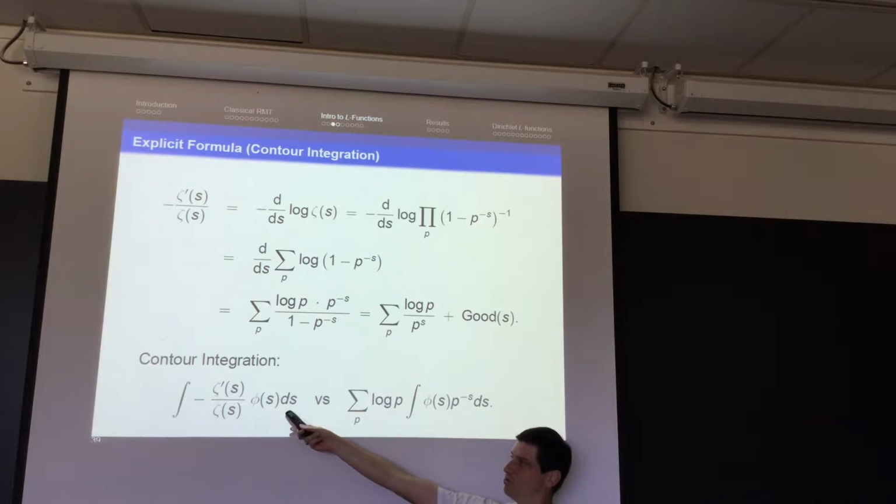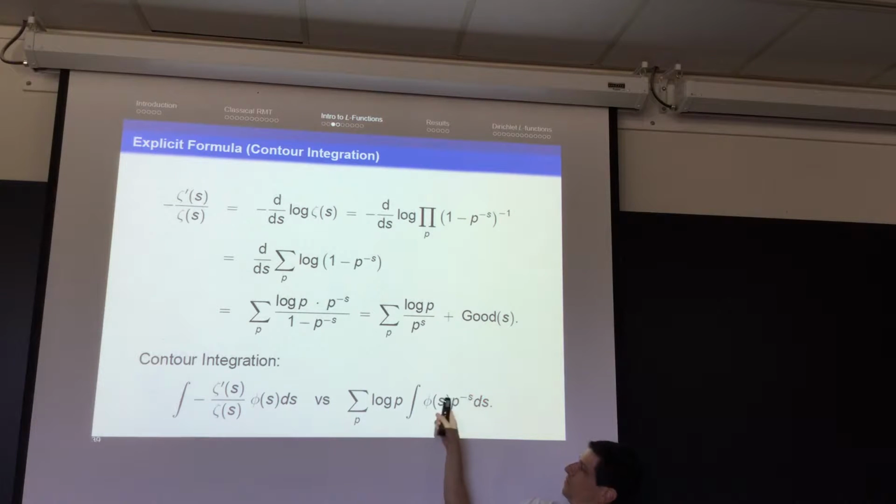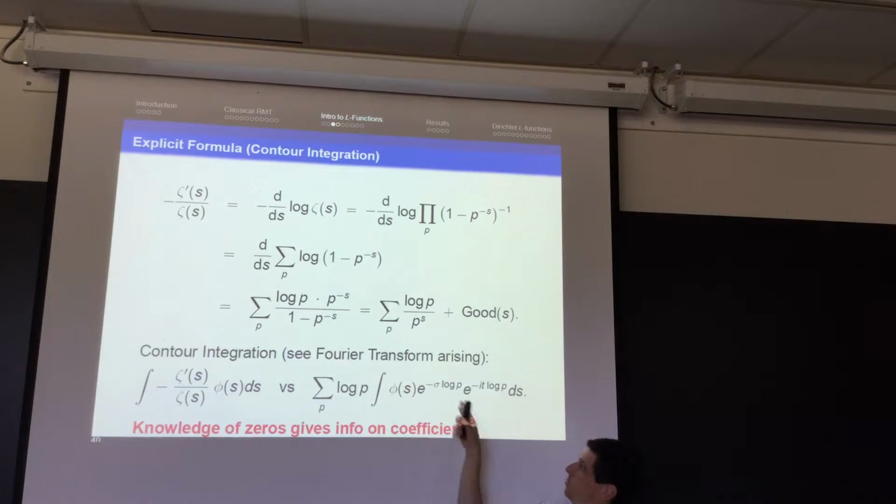So now I'm going to get contributions from the zeros and poles over here. Well, what about this side? Well, I'm going to write p to the minus s as e to the, so p is the same as e to the log p. So this is e to the negative s log p. I write s as sigma plus it, and you can see basically this is a Fourier transform.